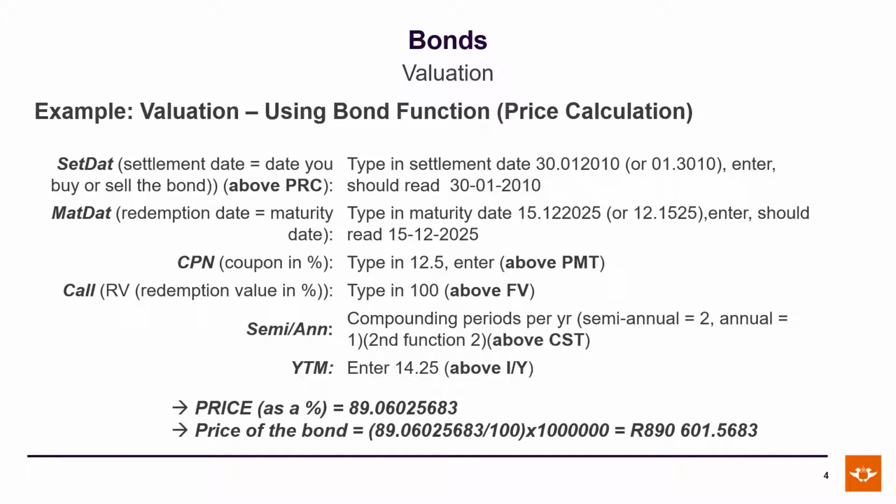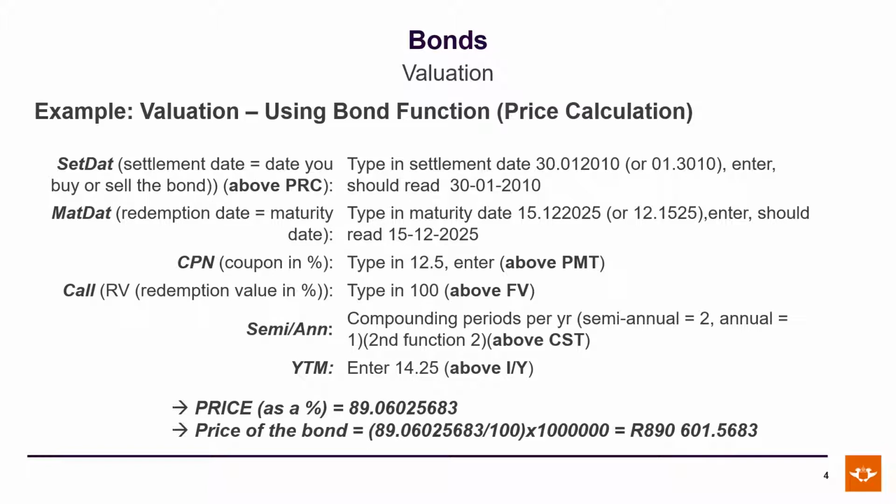You would input your yield to maturity as 14.25. Once again, I reiterate, every time you need to access anything in the blue writing, you've got to press the blue arrow. And then finally, you'd press the blue arrow and you'd click on price. And the price you should end up with is 89.06025683, and this is a percentage. So what you're going to have to do is divide this value by 100 and multiply it by 1,000,000 to get the 890,601 Rand and 56 cents.